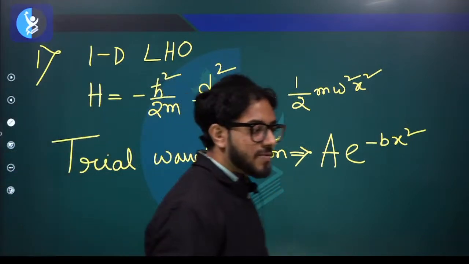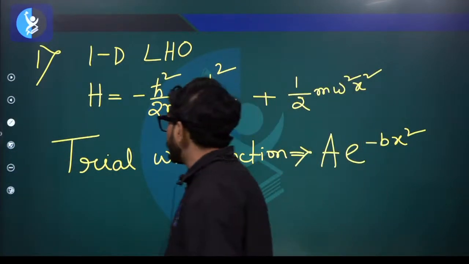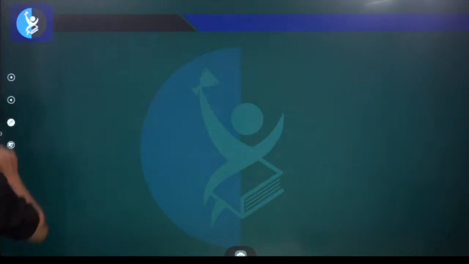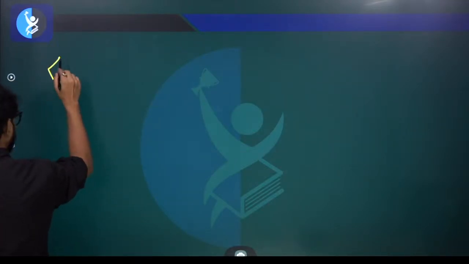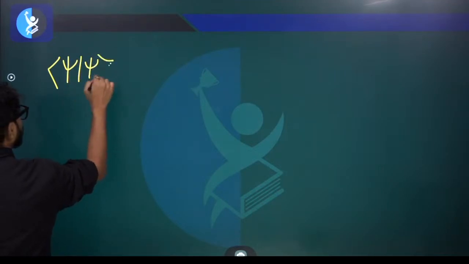I have to normalize this wave function. I need to know the value of A. So please remember the result. I am doing it for you, but please remember the result. So the integral of psi star psi has to be equal to 1.